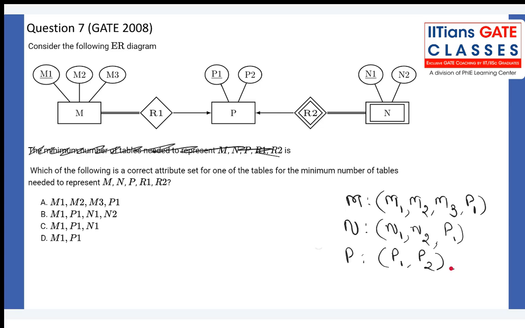Jigya says option A. Option B, is it correct? Can option B be correct? Is there a table with the attributes M1, P1, N1, N2? There is no such table, right? You can see, there is no table with attributes M1, P1, N1. There is a table capital M which has the correct attribute set M1, M2, M3, P1.